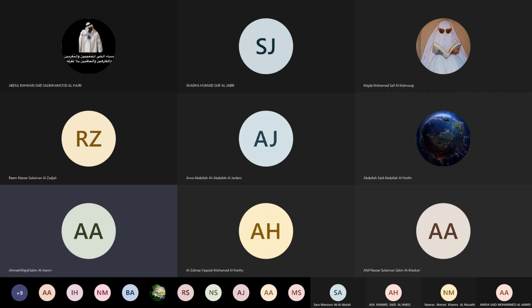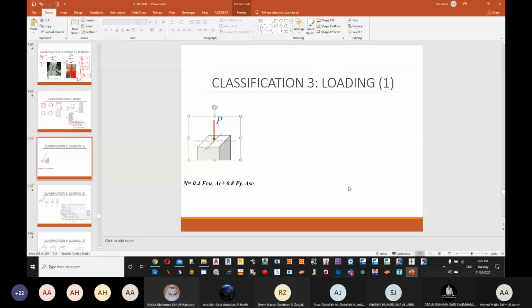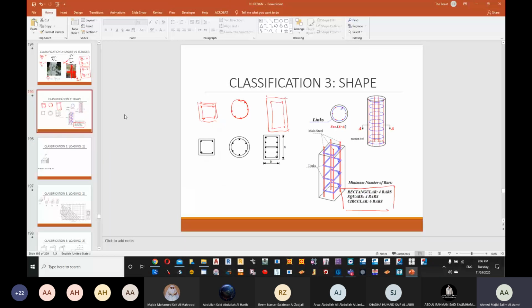I think we have reached the point of talking about the cross sections, right? Yes, this was the last slide you explained. And then we said we are going to take the loading.